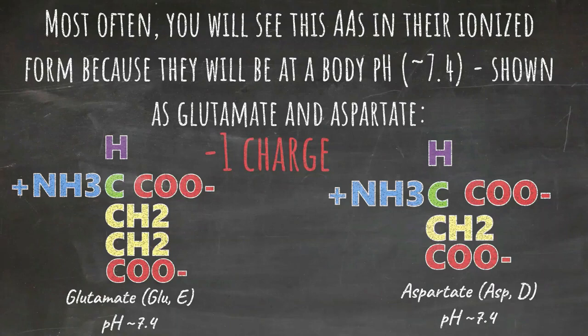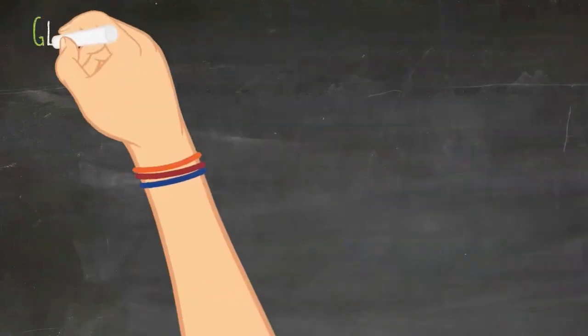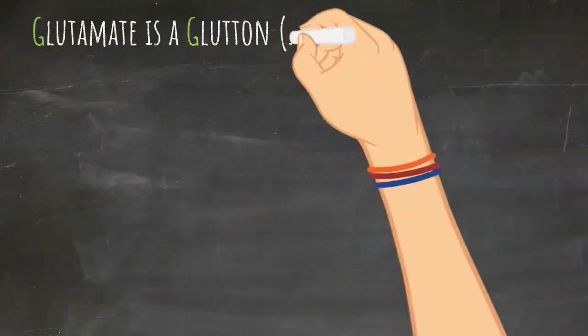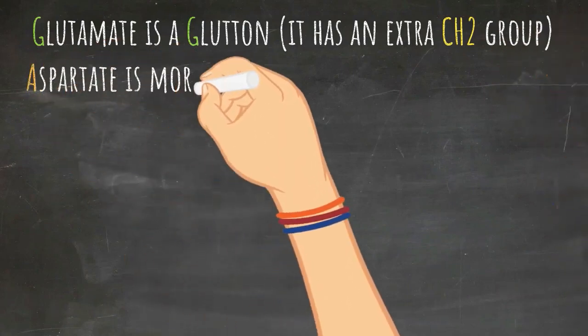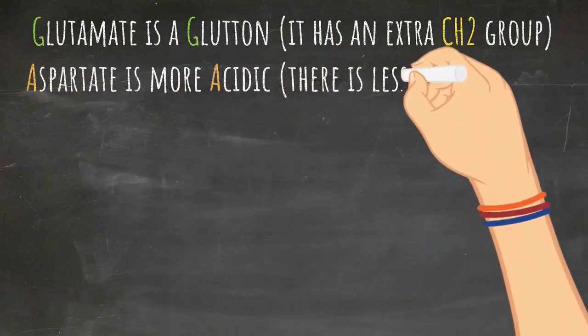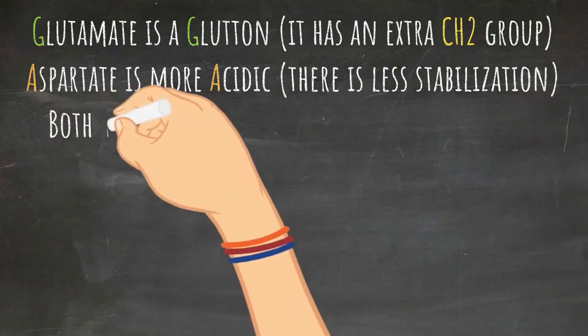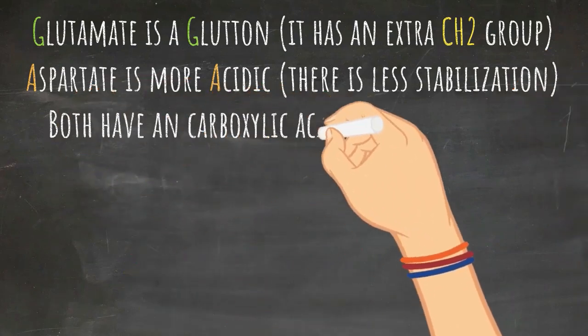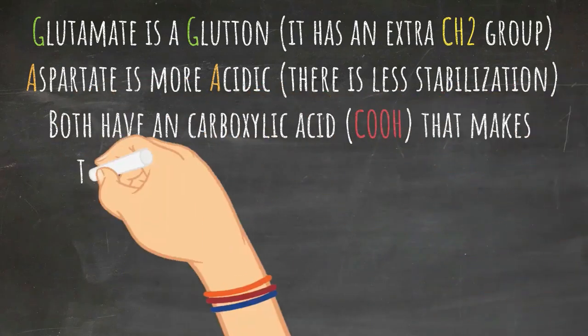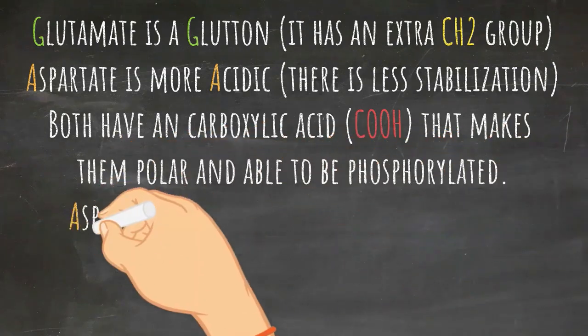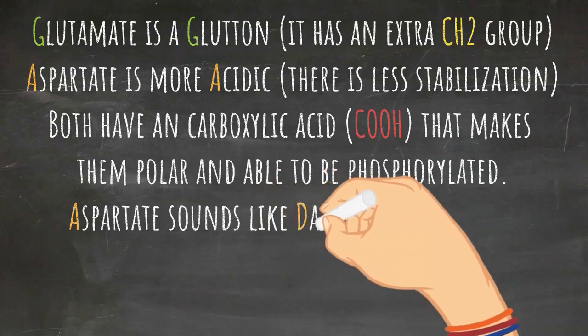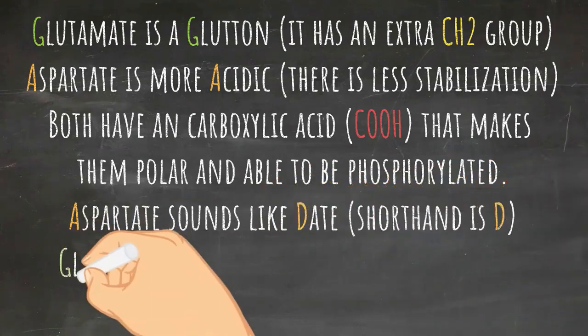As you can see, they're both missing their hydrogen ions in the side chain. So some easy ways to remember the difference between these two amino acids: glutamate is a glutton, so it has an extra CH2 group. Aspartate is more acidic, there's less stabilization, and that is because there's only one carbon group before it, whereas glutamate has 2.